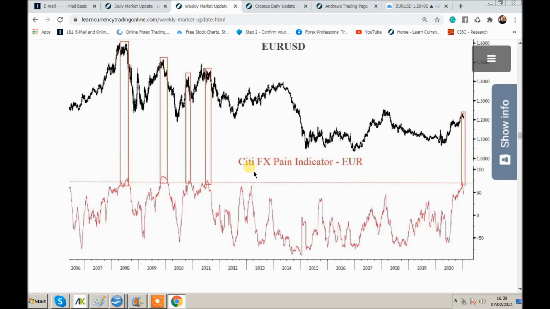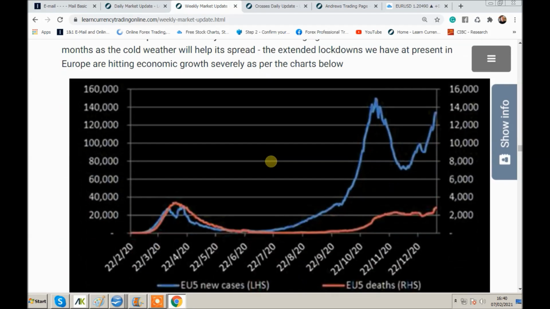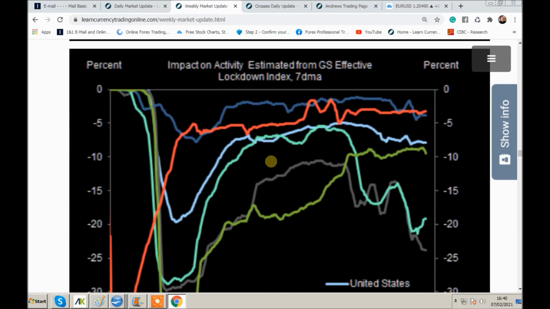Why are speculators so long of the euro? The reason they're so long of the euro is due to the view that the Eurozone economy is going to do well going forward, do better than the US economy. But it won't, and the facts show that it isn't.